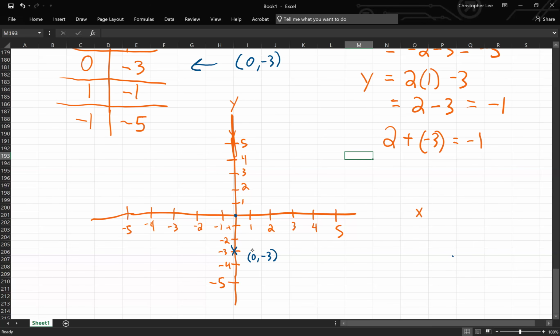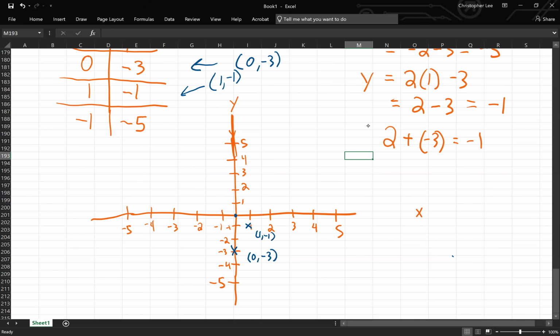All right, where is (1, -1)? That's the next point. (1, -1). Where is that? Okay, 1, and then go down one, right? So that's somewhere right here. So that's the point (1, -1).